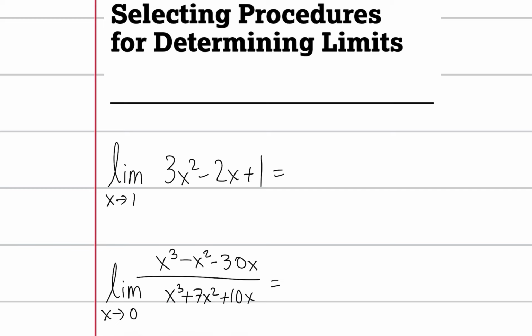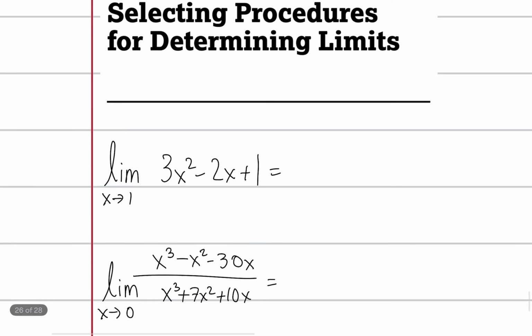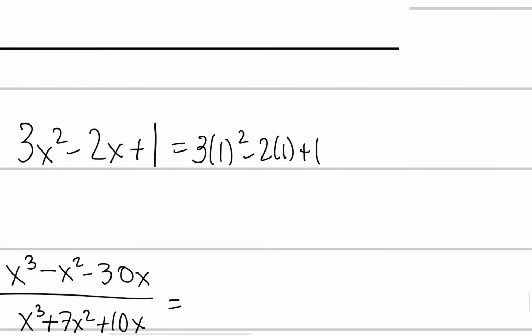So for our first limit, we have a polynomial function. So what we're going to do is just plug it in. And you'll notice here, for the purpose of the AP exam, leave it like this, don't simplify. But since we're actually solving it, we're just going to get 2.